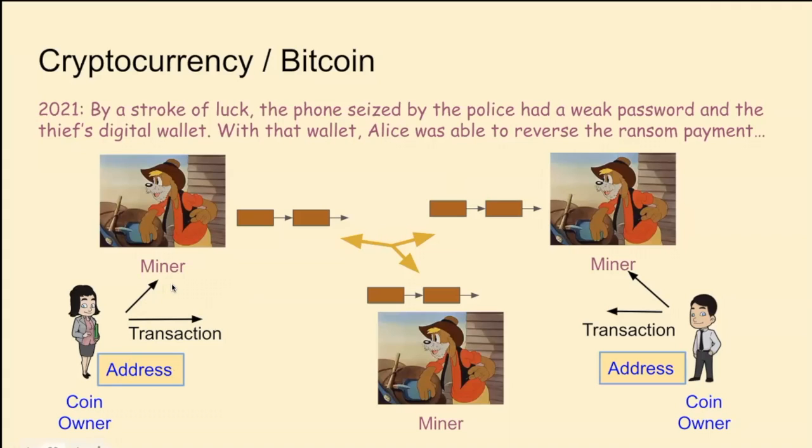Alice takes that transaction and she sends it to one or more of the miners. She doesn't necessarily have to send it to all of them. She just sends it to a couple. The miners who receive it add it into a set of transactions that they're going to put in a new block on the blockchain.